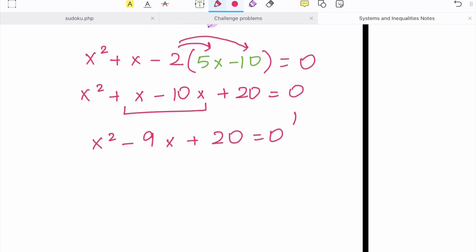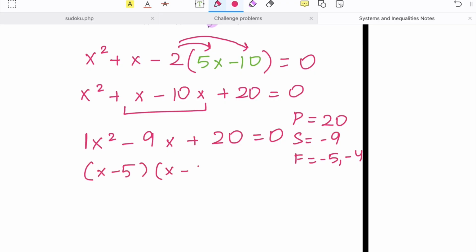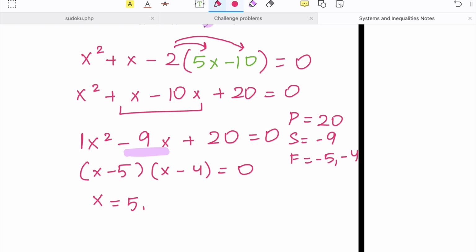Let's try that. Product is 20. Sum is negative 9. What can my factors be? 5 and 4, or negative 5 and negative 4? Negative 5 and negative 4. Because my coefficient of x is 1, I can just do x minus 5 times x minus 4. If it wasn't, you would have to split this term, right? So x will be equal to 5 and 4.